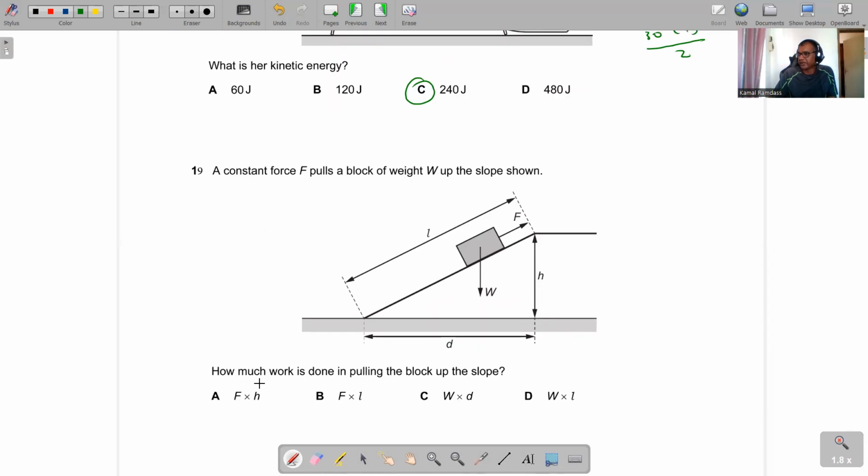A constant force pulls a block of weight W up the slope. How much work is done by pulling the block up the slope? C'est F times L. Force times distance moved in the direction of the force. F times L.